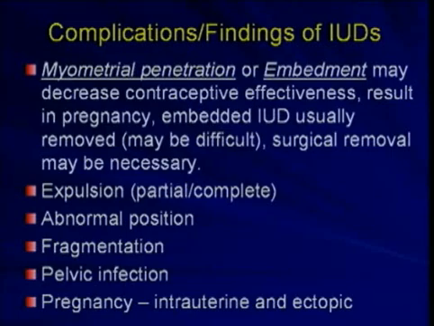What are the complications and findings of IUDs? Myometrial penetration or embedment may decrease the contraceptive effectiveness of the IUD and may be seen in conjunction with pregnancy. The embedded IUD is usually removed, and it may be removed with some difficulty, and it may require the patient to be taken to surgery. Expulsion can be partial or complete, abnormal position, fragmentation, pelvic infection, and finally pregnancy, intrauterine, and ectopic need to be searched for.